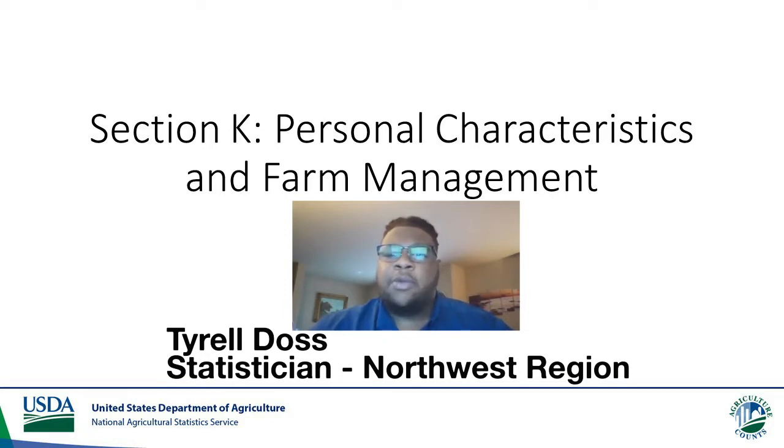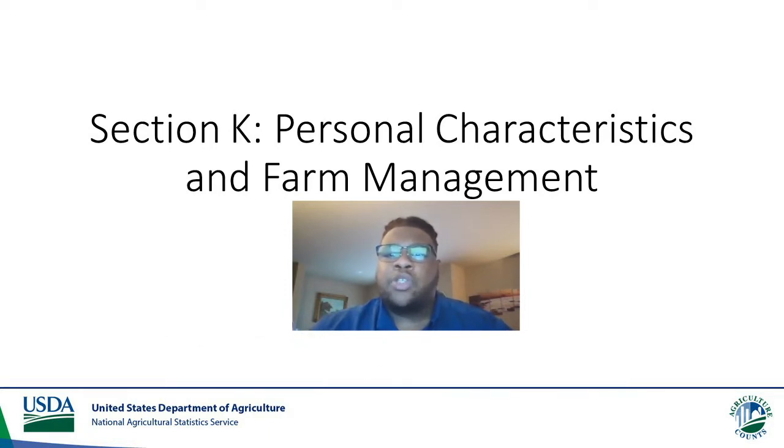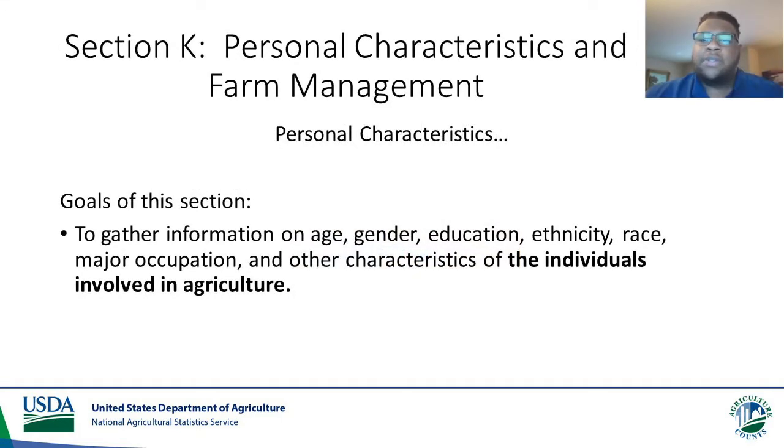Today I'm going to take you through Section K, which will cover personal characteristics and farm management. The purpose of this section is to answer the question of who are the farmers. The ORMS 3 survey is the only data source that can tie farm household information with the farm's economic well-being. So in Section K, you will gather information on age, gender, education, ethnicity, race, major occupation, and other characteristics of the individuals involved in the farming operation.